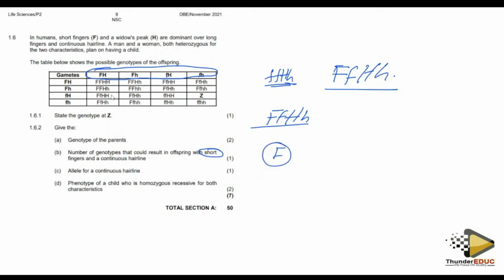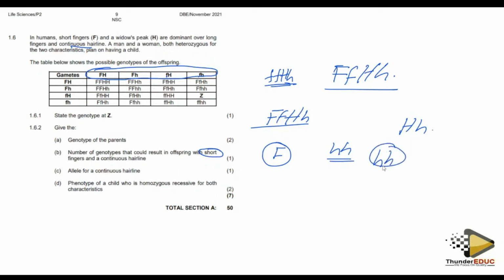Yes, and then they're saying fingers, continuous hairline. Continuous hairline, we say that is recessive, meaning that if it's recessive, small h, it cannot show in the genotype unless these two are being shown. They are showing. So how does it show? It's supposed to show by being recessive. Because if I have capital H and then small h, then this individual is not going to be continuous. It's going to be widow's peak. So it's supposed to be small letters, small letters.